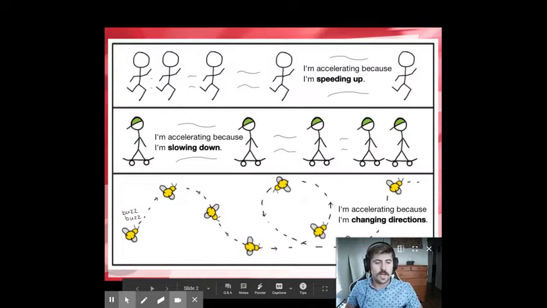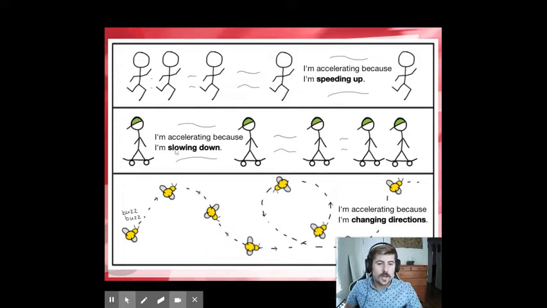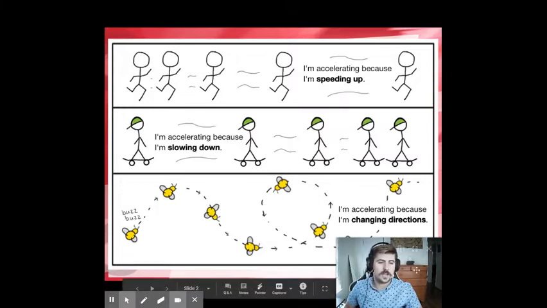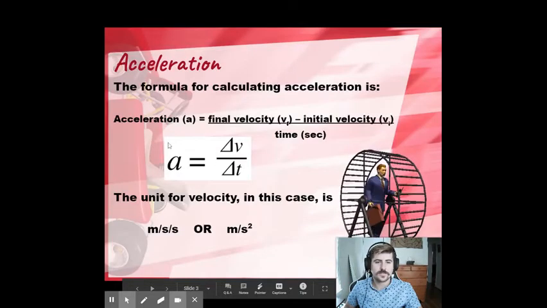So I've got a couple of examples here. You're accelerating when you're speeding up. You're accelerating when you're slowing down. We call that deceleration. It's a type of acceleration. And then in this last one, just like I said before, you're accelerating when you're changing direction. So just like this bee changing direction, it's accelerating.